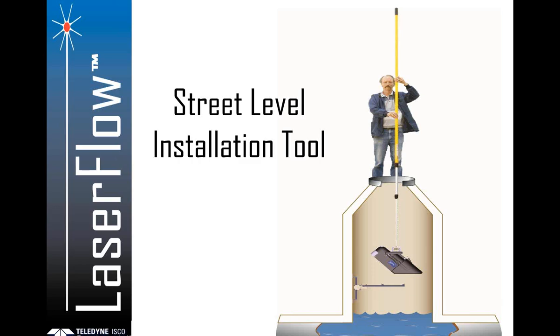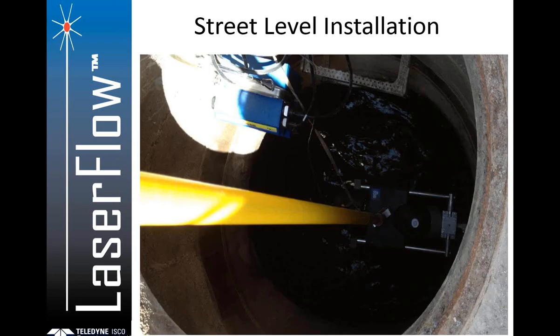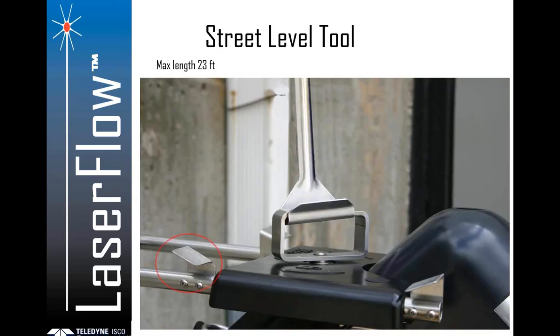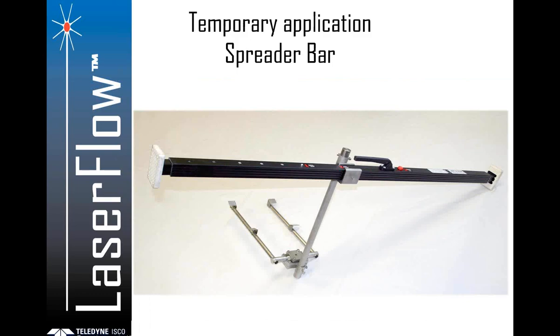So if you're somebody that goes to sites on a regular basis, you can mount these brackets in the column of the manhole, and then if you come by on, say, a quarterly or semi-annual basis, you can just lower the laser flow in, put it on that bracket, then give that a pull, a twist, lock it in place, release it, and then pull it up out of the manhole. So this gives you a good idea of how that works, how the installation tabs work, and the fact that you can work from a maximum of 23 feet from the surface.